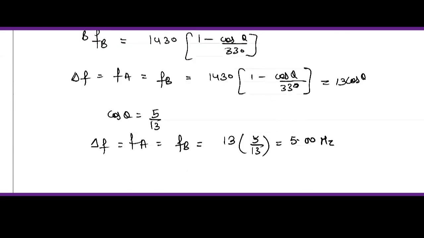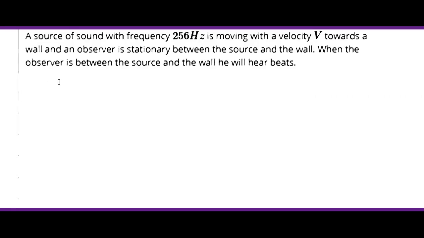Thank you. Well, hello students, now we're going to see this question. The question says that a source of sound with frequency 256 Hz is moving with velocity v towards a wall, okay, and an observer is stationary between the source and the wall, okay. When will the observer between the source and the wall hear beats, okay.